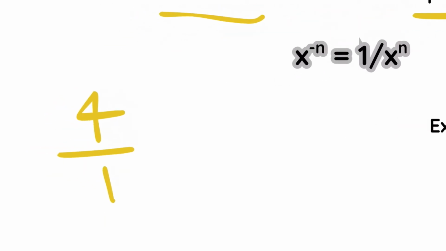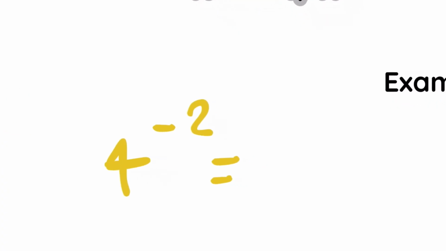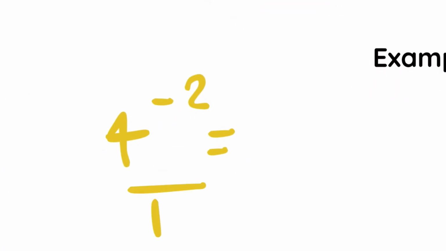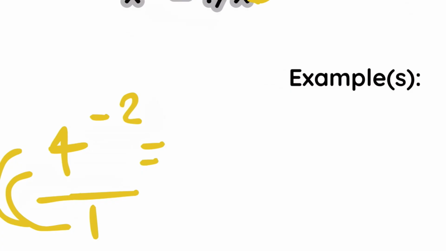So keeping this in mind, I will have, for example, 4 to the power of minus 2. How can I change the power into a positive power? Well, I will simply write the denominator at the beginning. I know that the denominator is 1, so I will change the order and only that. And then the power will be positive. So 1 divided by 4 to the power of 2.